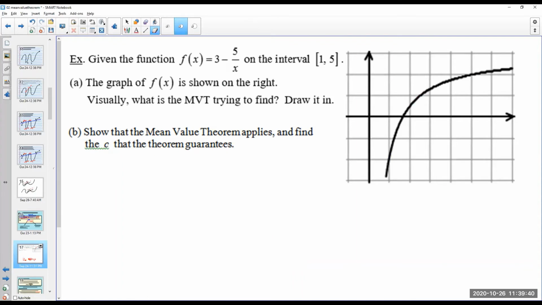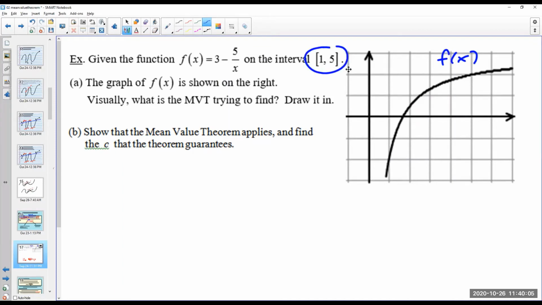Okay, so we have this problem, and this is a typical MVT problem. It's very nice of them to draw you a curve. Sometimes they draw you a curve, sometimes they don't. But this curve is basically just f of x. And here's f of x right here. They just graphed f of x for you. And they said, first, show MVT visually. What is MVT saying visually? Well, MVT is saying if this function is continuous on the closed interval.